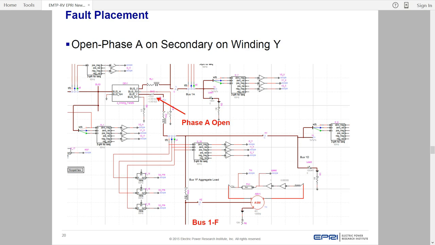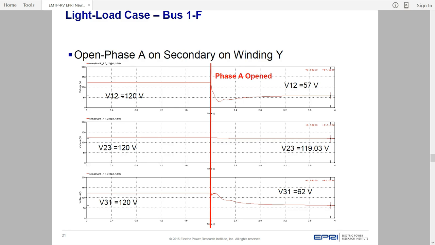Another thing is your fault placement. We looked at faults on the secondary. On the faults on the secondary, these are feeding delta-Y type transformers in this particular plant. So as with the table we showed before, if you have motors there, you get an open upstream of a delta on the secondary side of the station auxiliary transformer, you can see you get a large voltage drop, and you can detect that with your conventional undervoltage relaying.